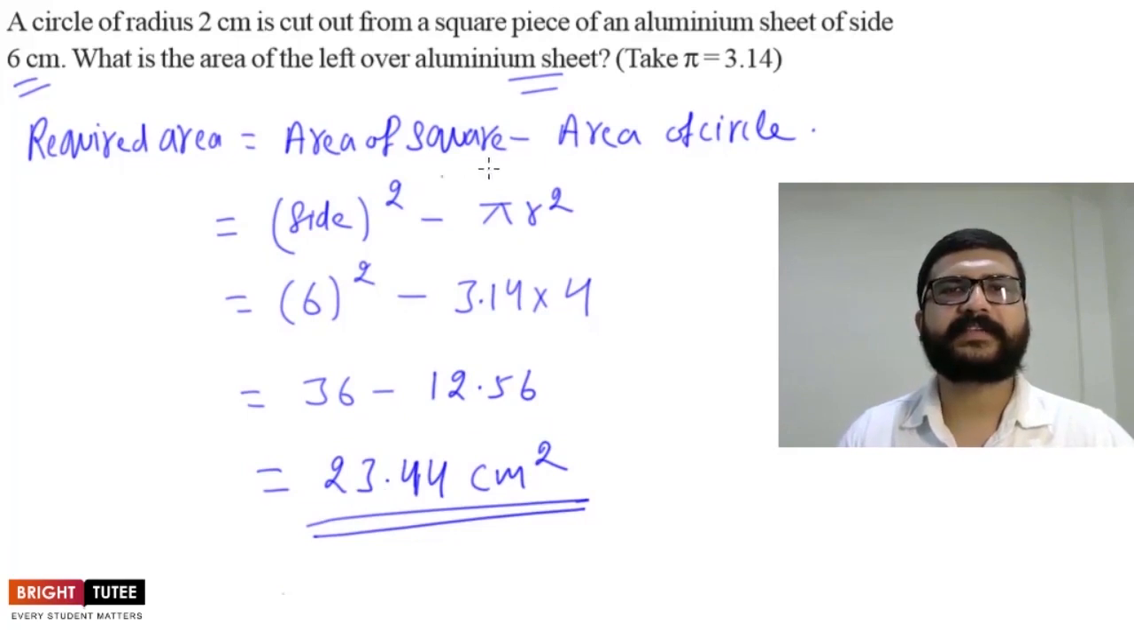So what we did here, we subtracted the area of the circle from the area of the square because we are taking out a circle from a square sheet. So by doing that, we got the area as 23.44 square centimeters. Now let's move to the next question.